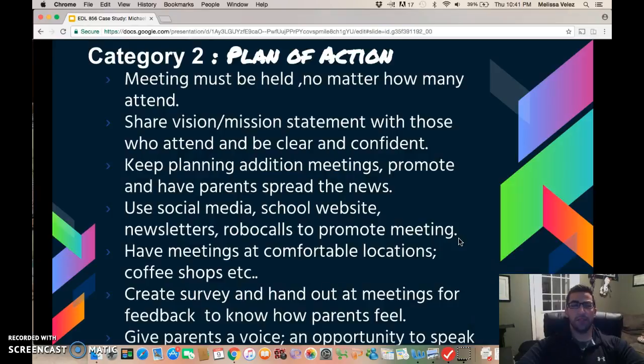Category 2 is the plan of action. What can we do? The first thing we need to do is the meeting must be held, no matter how many people attend. Share the vision and mission statement with those who attend and be clear and confident. Keep planning additional meetings, promote and have parents spread the news.